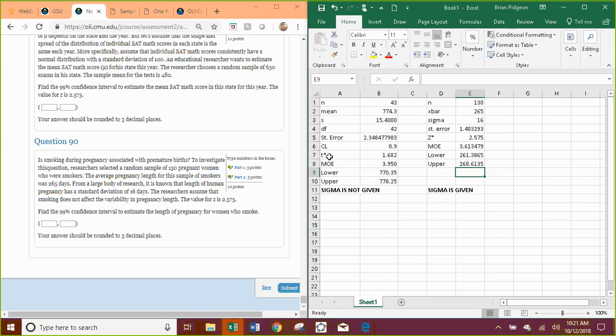And there you go. I think when sigma is given, it's significantly easier because you don't have to worry about finding T, the degrees of freedom, all that stuff.